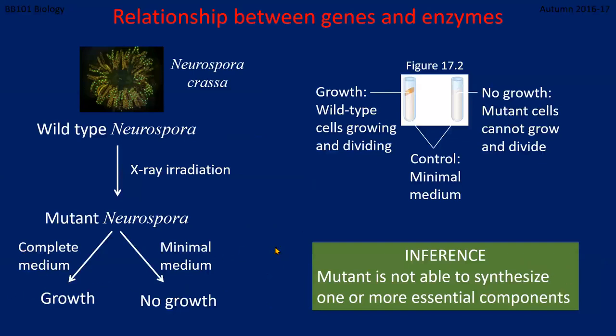In this particular example, what you see in the picture on the right side is two test tubes. One test tube has the control media, which is minimal media, and the other is complete media. And what they see is when you put the mutant in the minimal media, there is no growth, and wild type can grow in the minimal media also. So the inference from this experiment was that the mutant is not able to synthesize one or more components, because in the minimal media there is not much growth of the mutant.